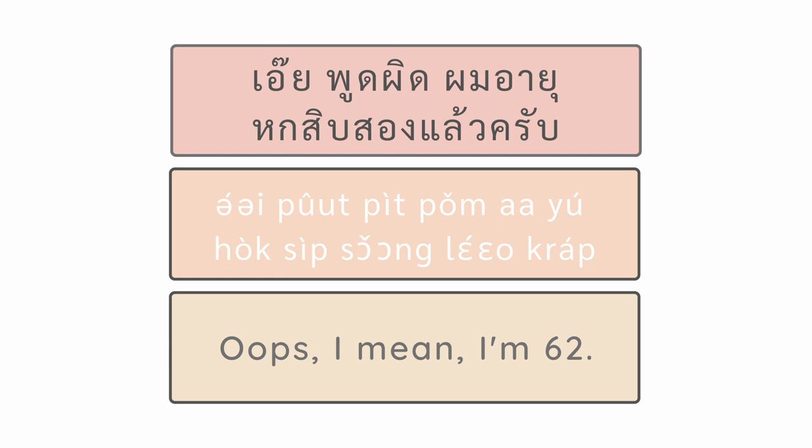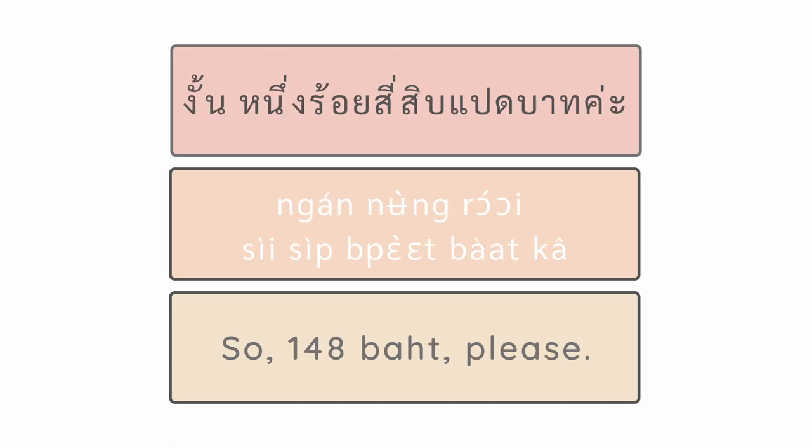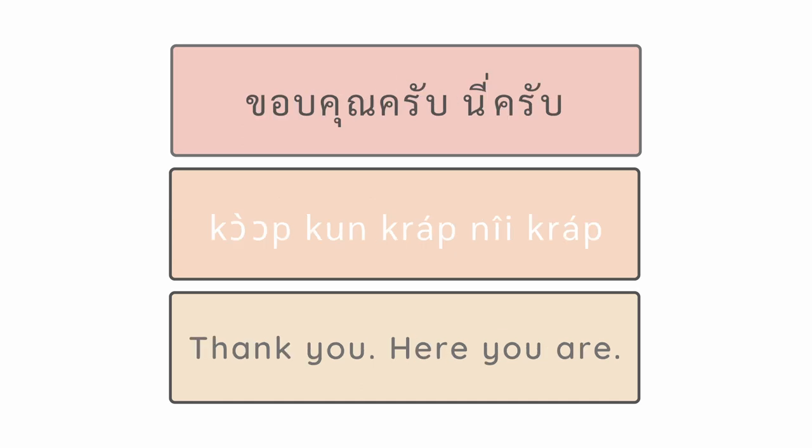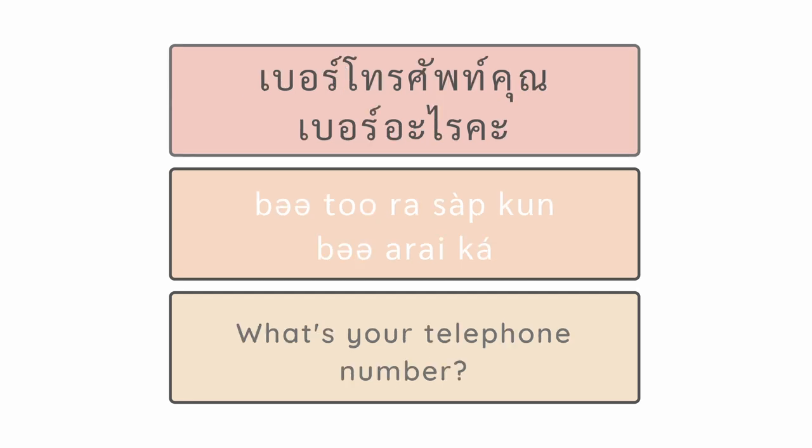ผมอายุ I am. ผมอายุ62แล้ว I'm 62. งั้น148บาทค่ะ So 148 baht please. 100, 140, 148. 148บาท งั้น148บาท So 148 baht please. ขอบคุณครับ Thank you. นี่ครับ Here you are. เบอร์โทรศัพท์คุณเบอร์อะไรคะ What's your telephone number? โทรศัพท์ Telephone.